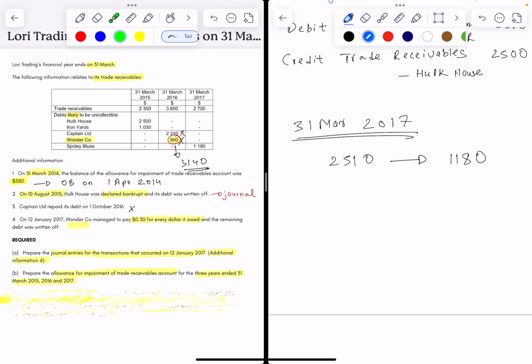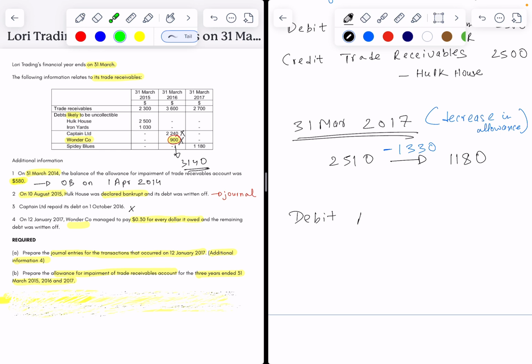And what's the amount of reduction? It's 1,330, right? Let me check if this is correct. So 2,510. Yeah. So there is a reduction by 1,330. So this time there is a decrease in allowance, unlike what we're used to seeing so far. So when there's a decrease in allowance, should we debit or credit the allowance for impairment of trade receivables account? We should debit it, right?